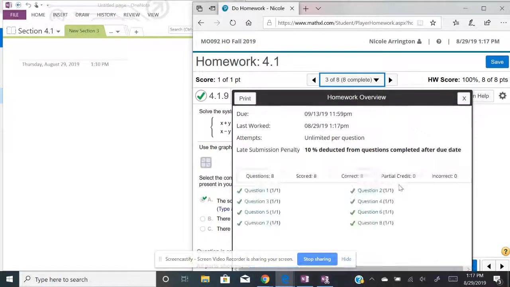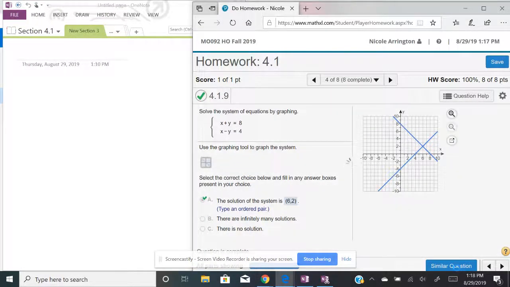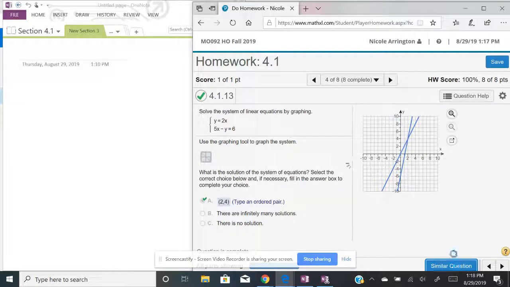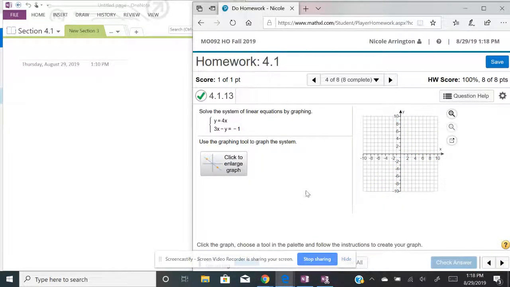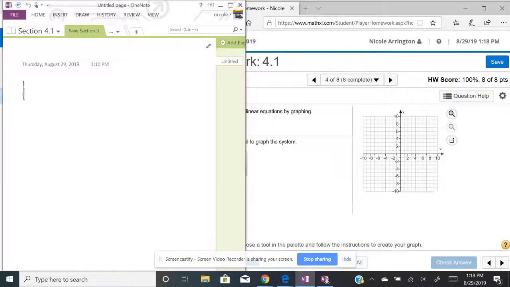Let's do another one. All right, so I have the equation y equals 4x, and the second equation 3x minus y equals -1. The first equation, y equals 4x, is in slope-intercept form. So you're going to write that b equals 0, m equals 4 over 1. In the second equation, you'll probably want to make a table and find the intercepts.